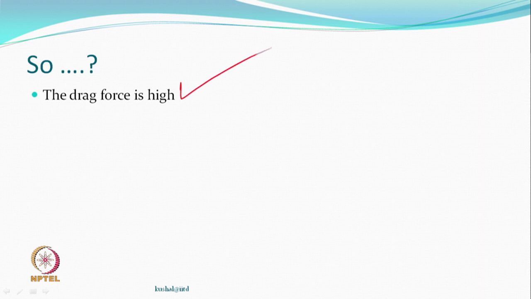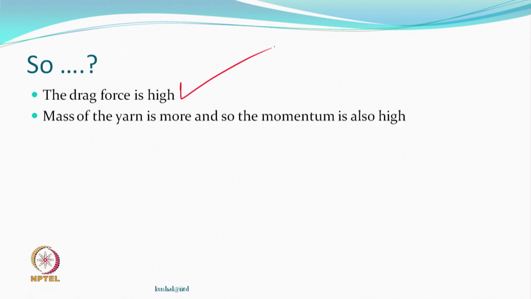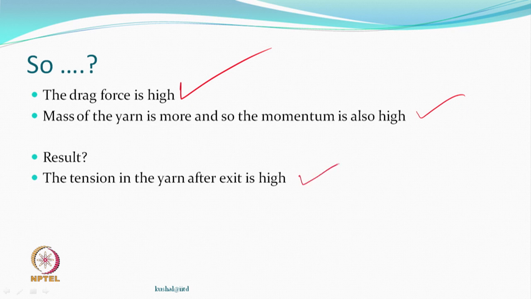So, what happens? The drag force is high, the mass of the yarn is high, and so the momentum is high. Result: the tension in the yarn at the exit will be high. Why would the tension be high? It is moving and momentum is high. The tension is going to be high because it is being pulled faster with a higher momentum.